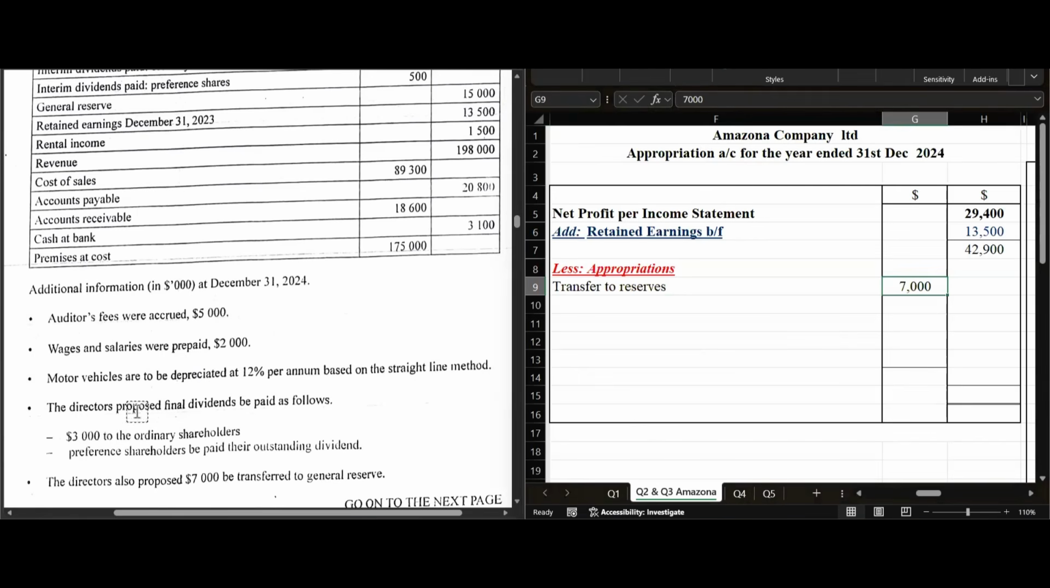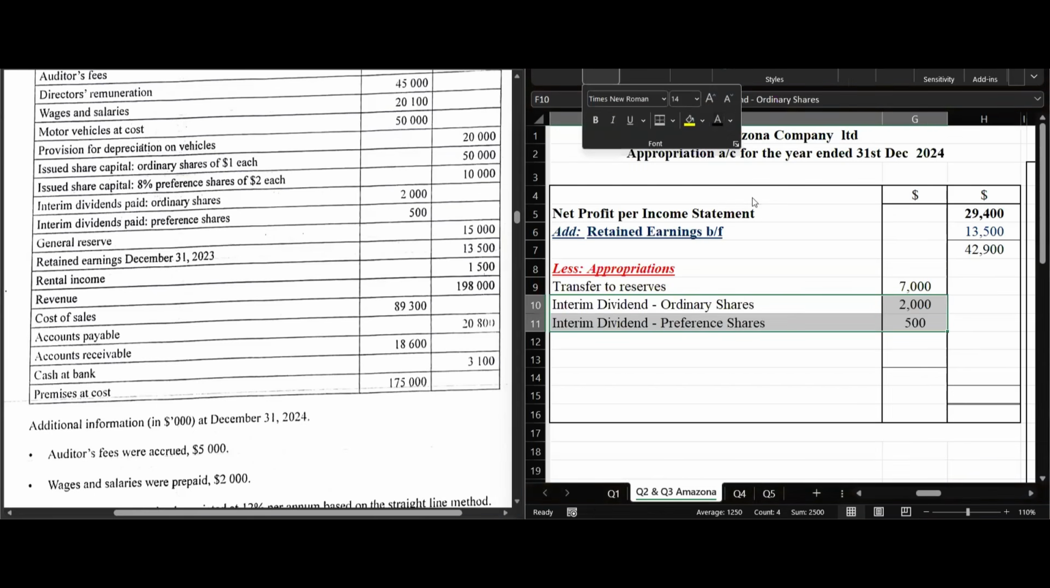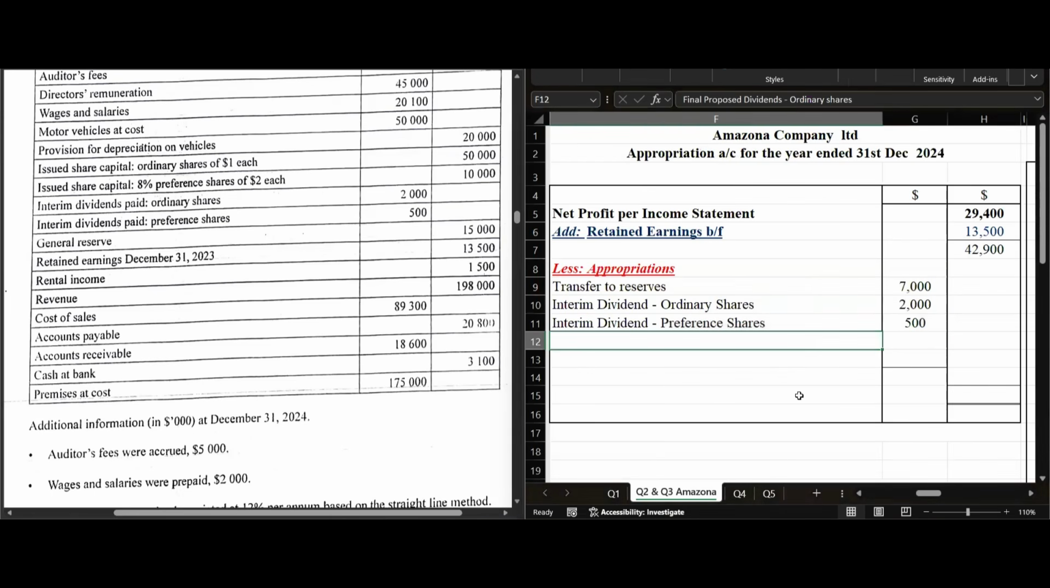Now next up, we are seeing that proposed final dividends are to be paid. But as you guys have read through the question, you would have seen that interim dividends would have been paid as well. The interim dividends will have been paid out of the existing profit that the business earned. Let's record those interim dividends paid out. Good. Interim dividends means during the course of the year, right?